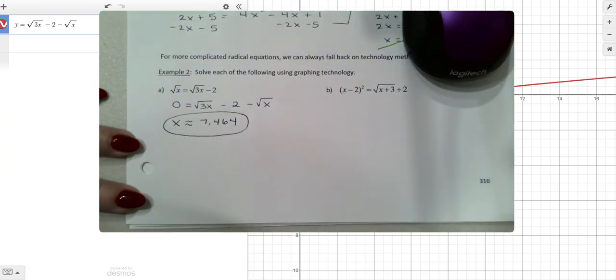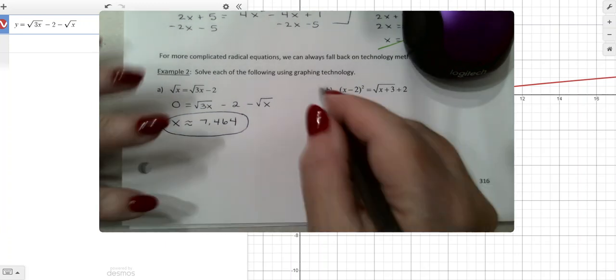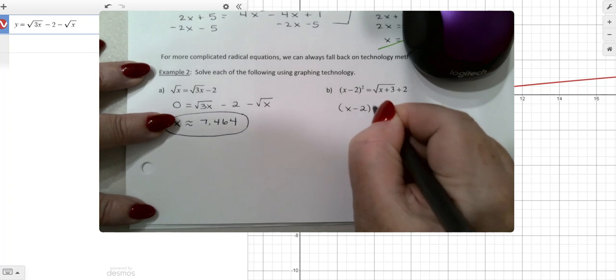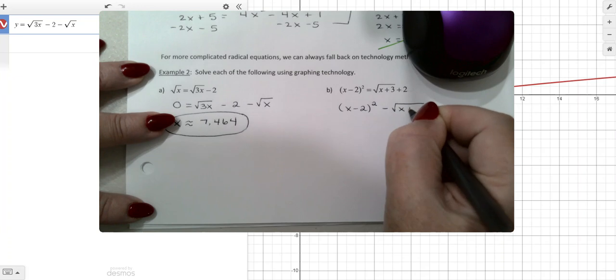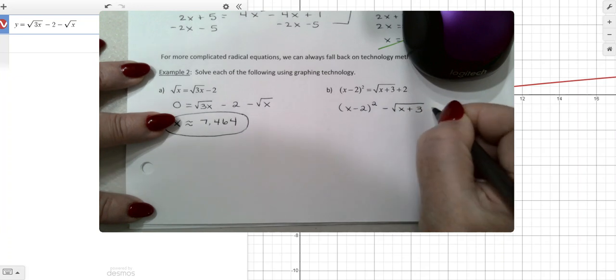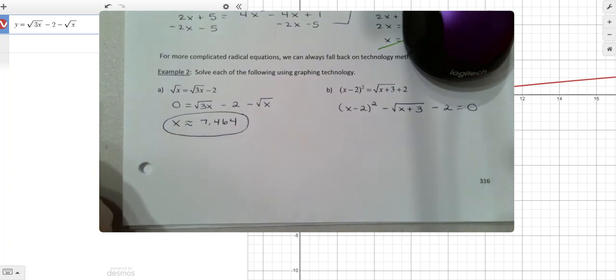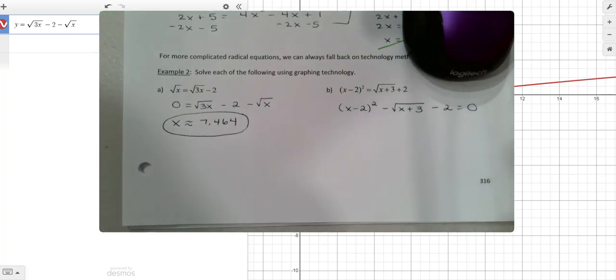The second one, again, I'd like to get it to equal 0. It doesn't really matter. I'm going to go ahead and move things to the left this time. I have the x minus 2 squared. I'm going to subtract the square root of x plus 3 and subtract the 2. By the way, I didn't mention this earlier, but it probably is worth mentioning. Notice when you subtract a square root, the sign under the radical doesn't change. It's just the sign in front of it, right? All right, I want to know where that's equal to 0.